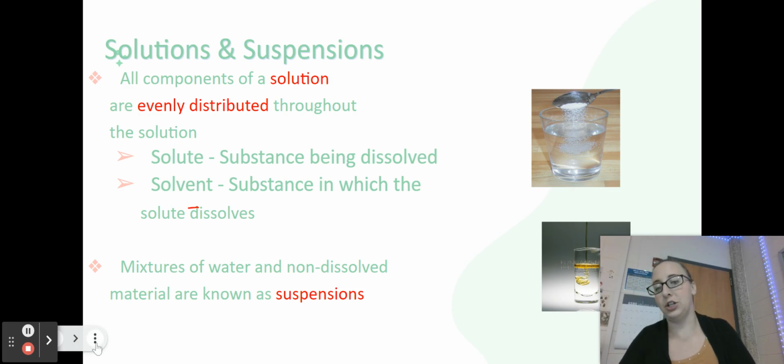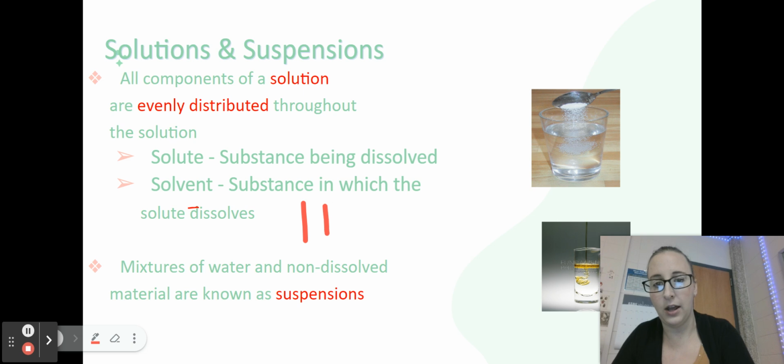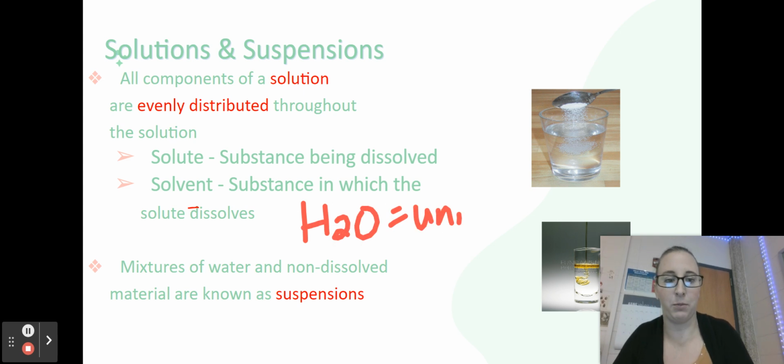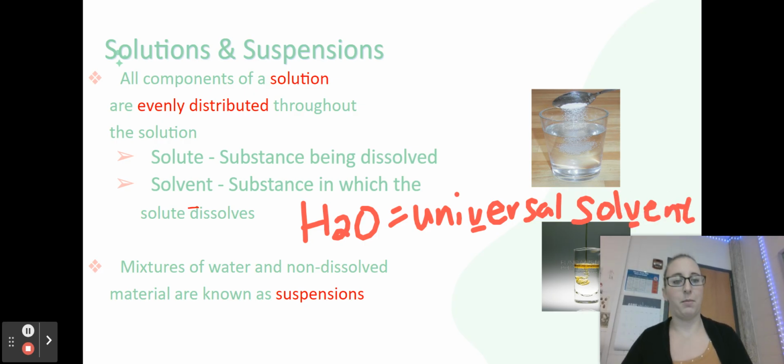So you can add to your notes that water is actually known as the universal solvent. That's a way for me to kind of remember solute versus solvent. Universal solvent. And I just remember it because water dissolves a lot of things. You can put a lot of stuff into water and it will separate those molecules and it will evenly dissolve into it.